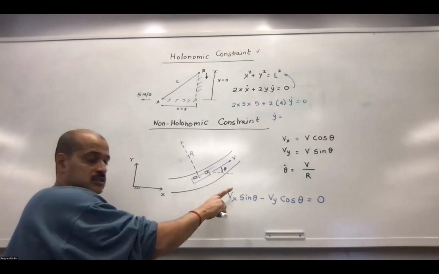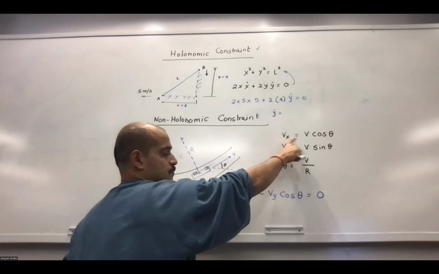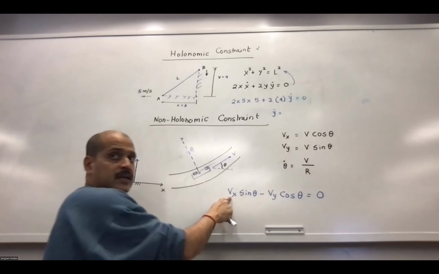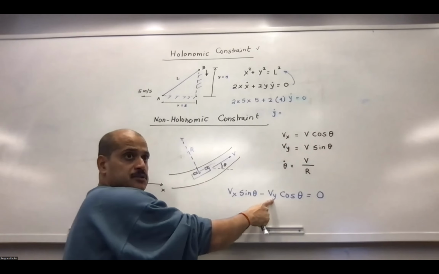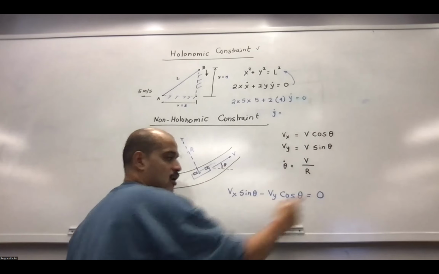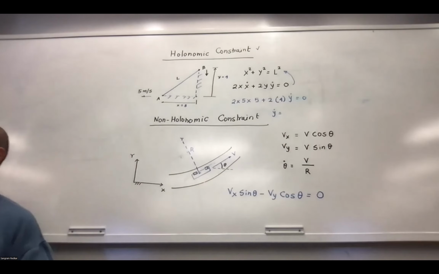It means, check this out. Vx is equal to v cosine theta, I can substitute here. Vy is v sine theta, that I can substitute here. And can you see that on the right hand side, I get 0. Are you with me so far? Understood?